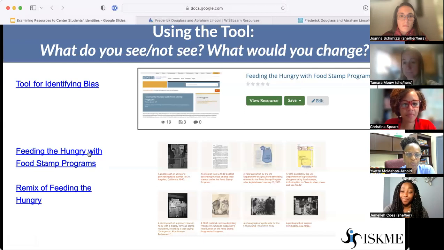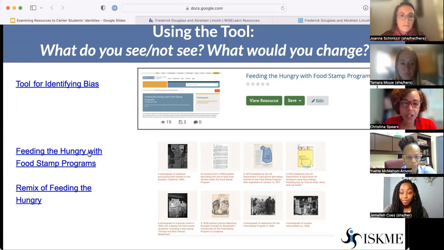Thanks, Yvette and Tamara, for sharing how you use this tool in your respective spaces. So now we want to show you how to use the tool, how to look at curriculum resources alongside that tool, so our resources can be mirrors, windows, and sliding glass doors for our students.